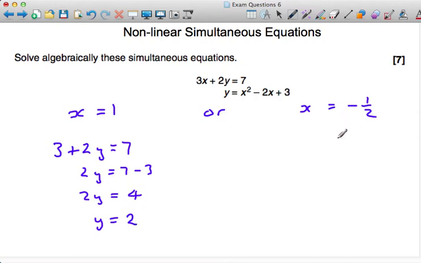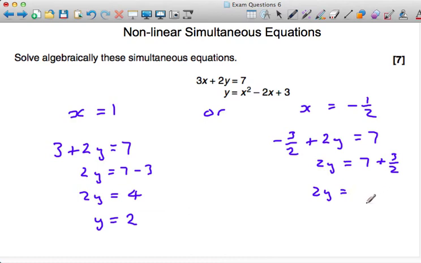What about when x is minus a half? Well, 3 times minus a half is minus 3 over 2, plus 2y is equal to 7. So 2y is equal to 7, and when I take the minus 3 over 2 over here, it becomes plus 3 over 2. Now 7 is 14 over 2, so 14 over 2 plus 3 over 2 is 17 over 2. So if 2y is 17 over 2, y is 17 over 2 divided by 2, which is 17 over 4.